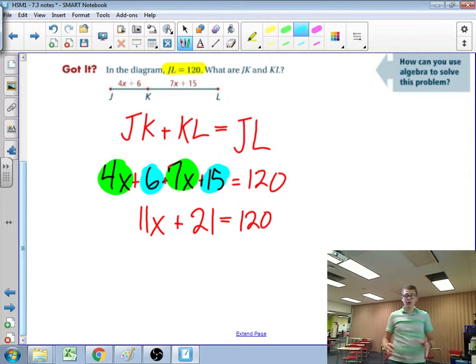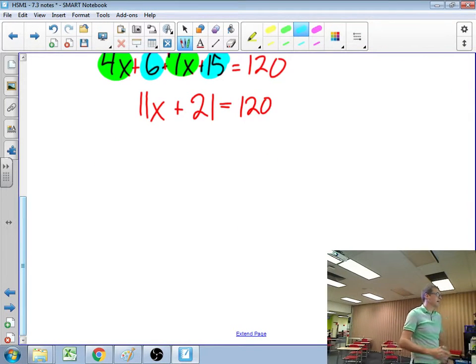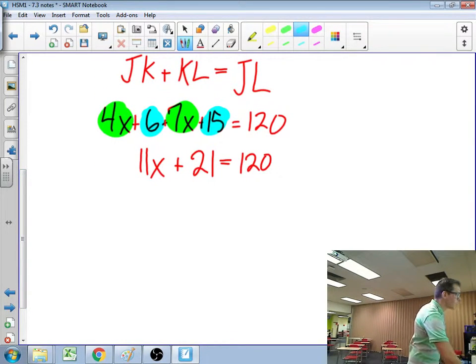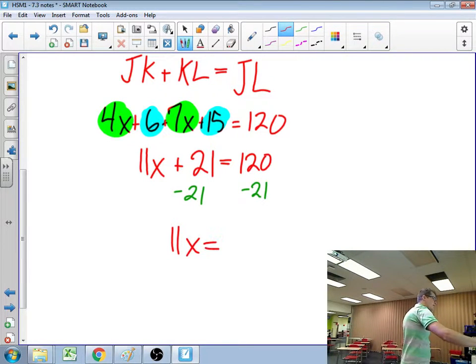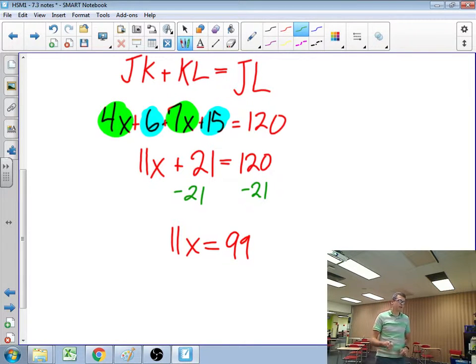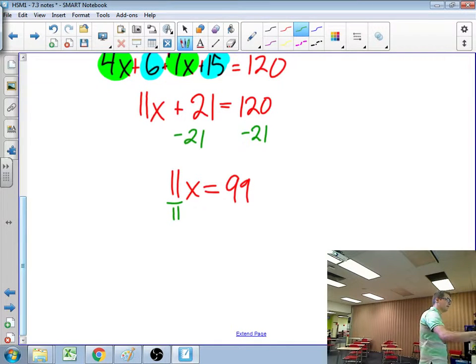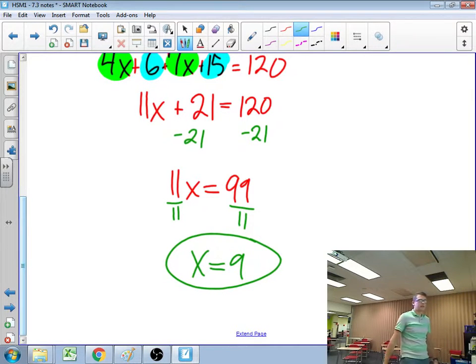The first thing we always do when solving an equation is get rid of the constant value first. The constant on the variable side is 21, so I'm going to take that 21 away from both sides. I get 11x is equal to 99. Then because 11 is connected with my variable through multiplication, we're going to use inverse operations and use division to get rid of that. So we divide by 11, divide by 11. I see that x is going to be equal to 9.